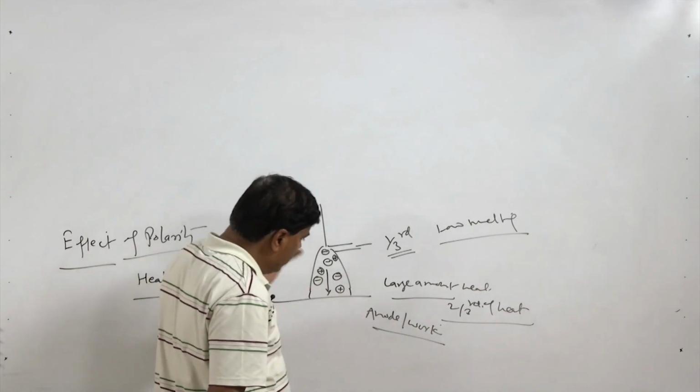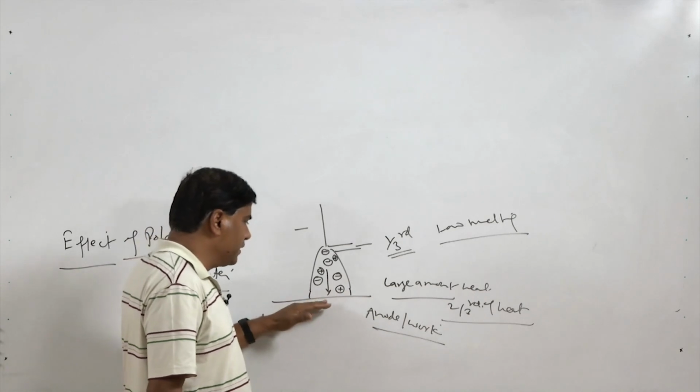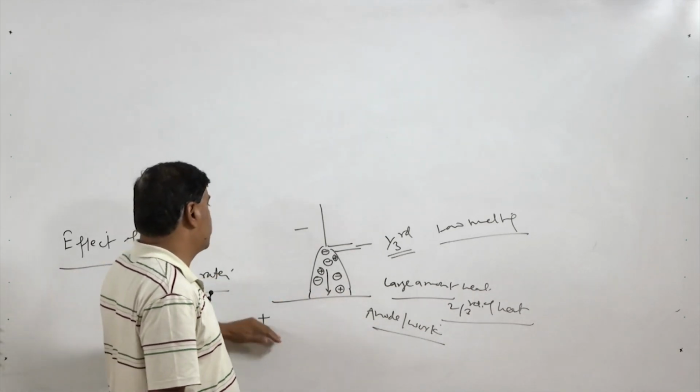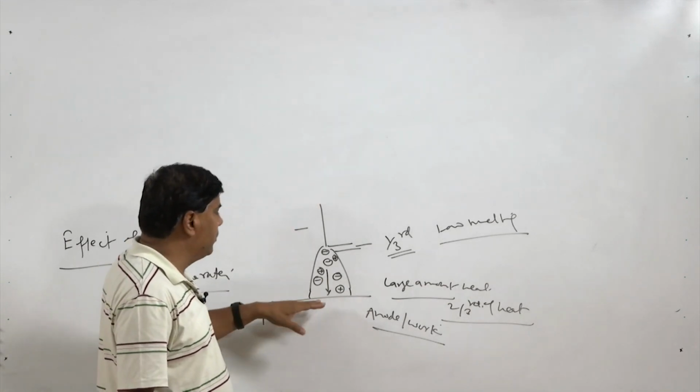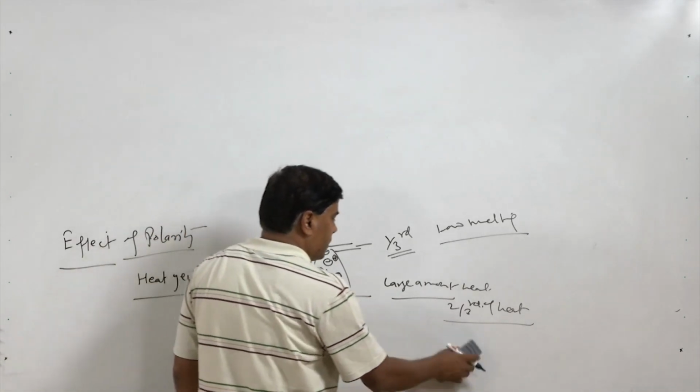If you want less heat in the workpiece side, then workpiece will be connected to the negative terminal and electrode will be connected to the positive terminal. While in the other case, if we want more amount of the heat, then of course workpiece will be connected to the positive terminal.